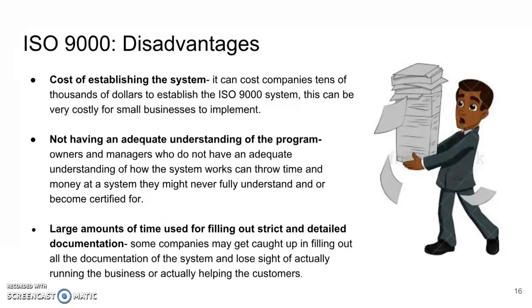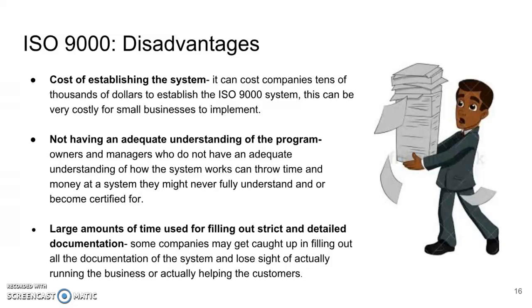There are some disadvantages to ISO though. There's a big cost associated with establishing ISO. It can cost a company tens of thousands of dollars to implement from start to finish. And for small businesses, this may just not be feasible at all. Even big companies might struggle with the next disadvantage, not having an adequate understanding of the program. We may have gotten training and we may be lead auditor certified here, but people still may not quite understand the program and what they need to do to implement it.